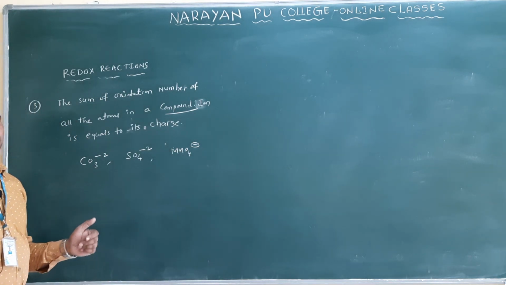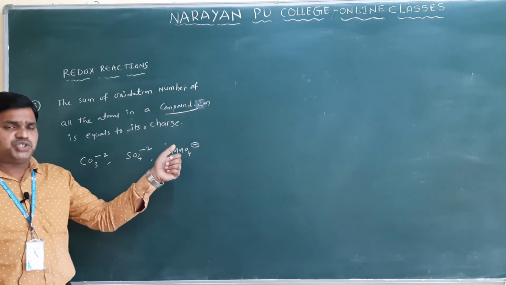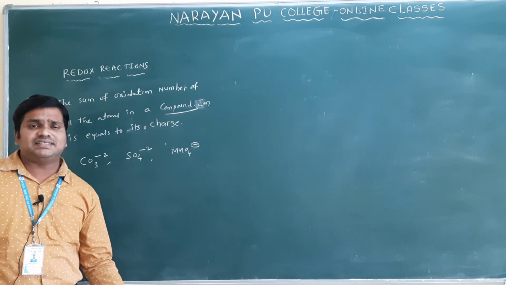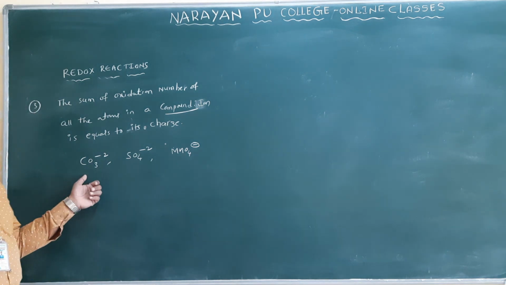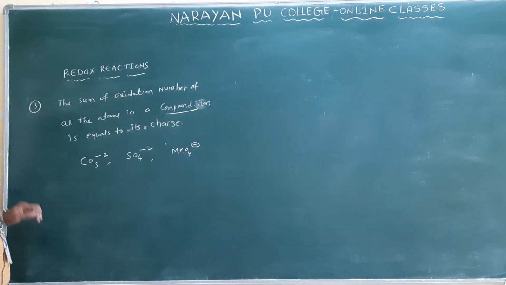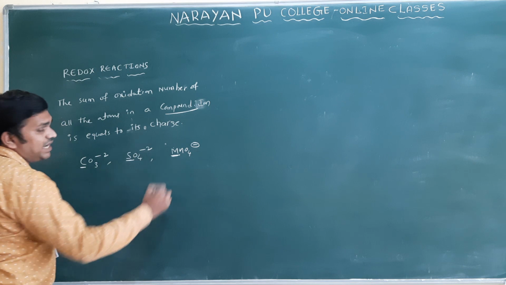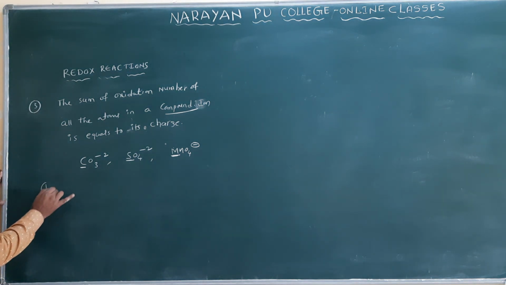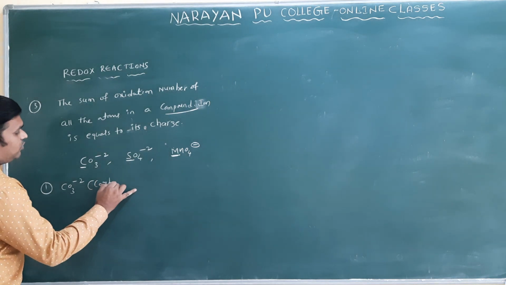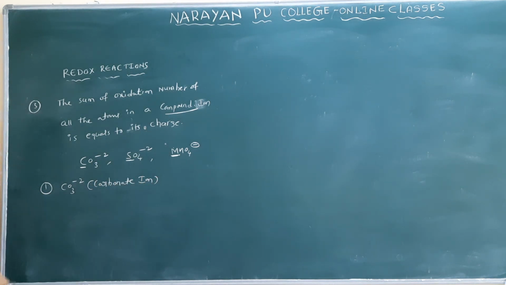So CO3 minus 2, it is a compound ion. Why? It is having some charge. SO4 minus 2, it has a minus 2 charge. MnO4 minus, it is having negative charge only. This is carbonate ion, this is sulfate ion, this is permanganate ion only. If you want to find out your underlined element: carbon here, sulfur here, and manganese here. If we take the example CO3 2 minus, what is the name of this ion? The name of the ion is carbonate ion only.